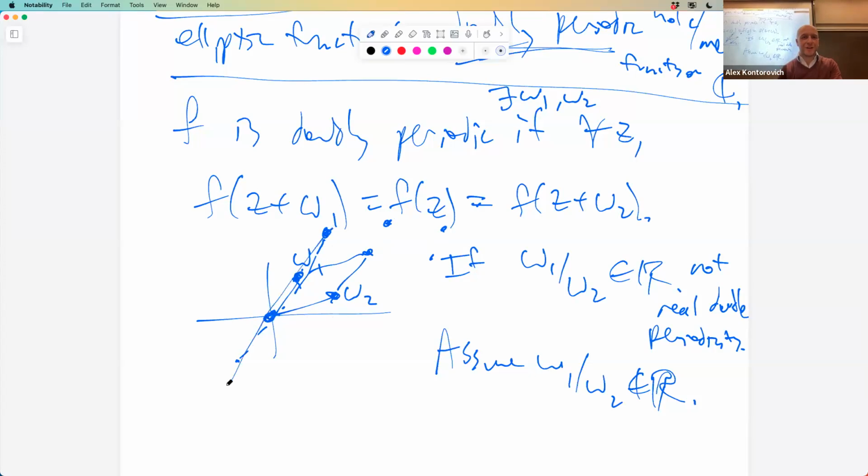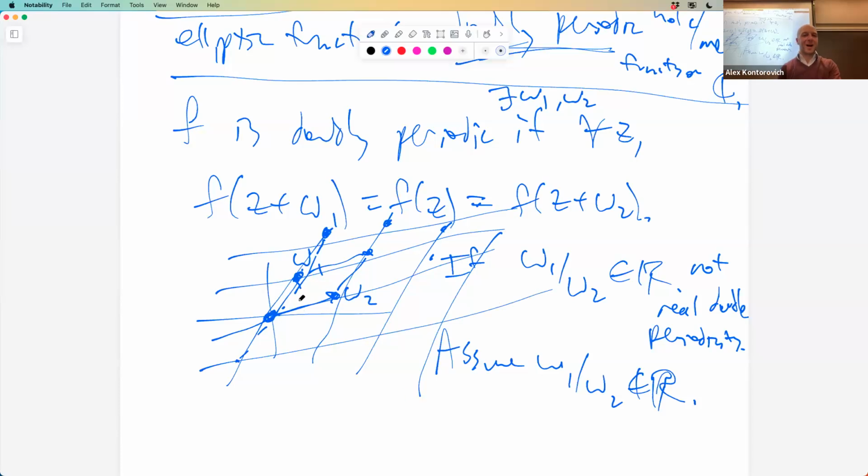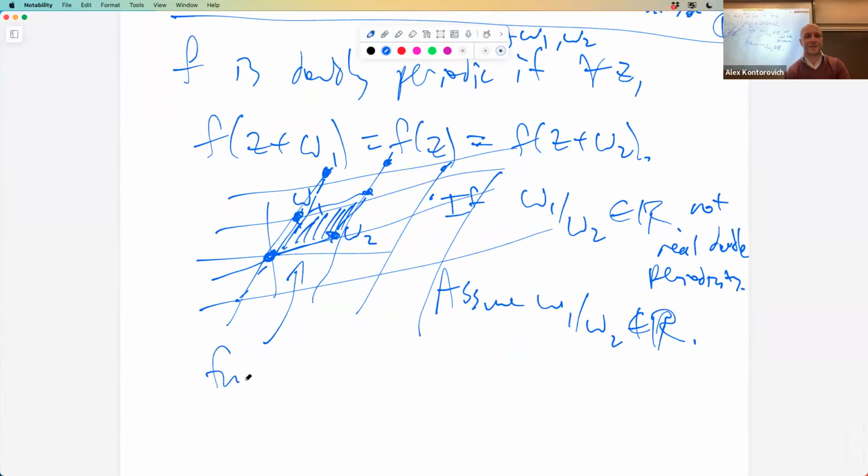So if we start drawing these parallel lines, and these parallel lines, we see that the plane has been cut into tiles by this fundamental tile, this fundamental domain. This fundamental domain tiles the complex plane. And if we know what the function's doing in that one tile, we know what it's doing everywhere because of the periodicity.